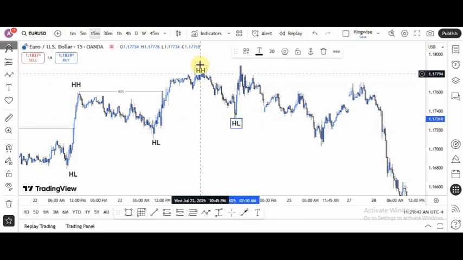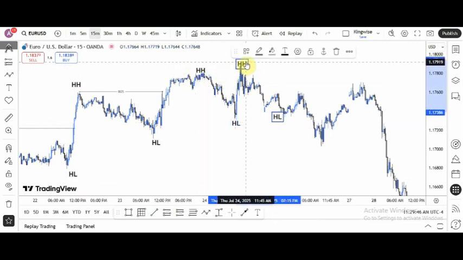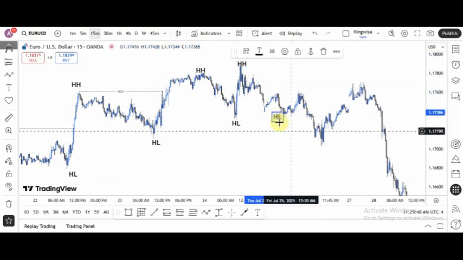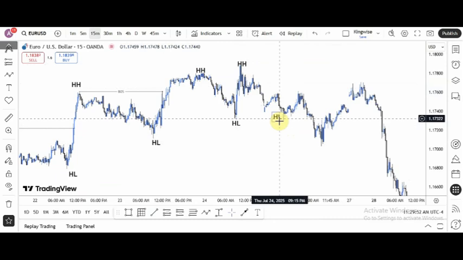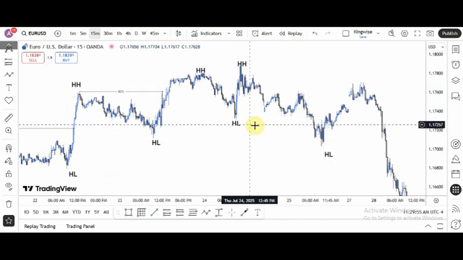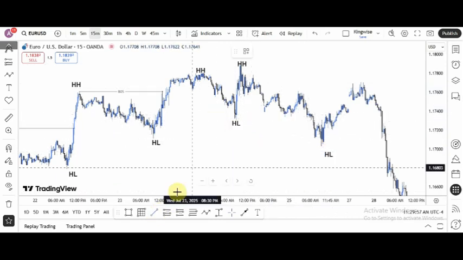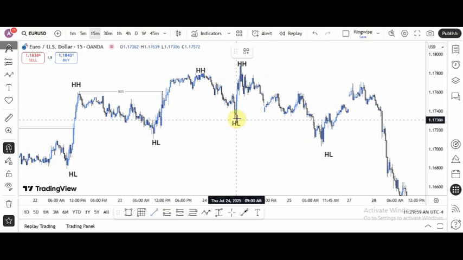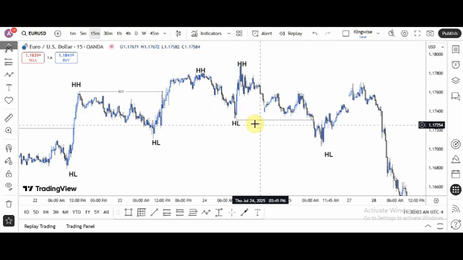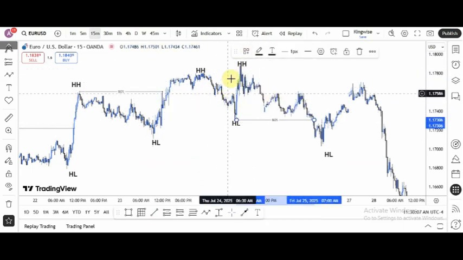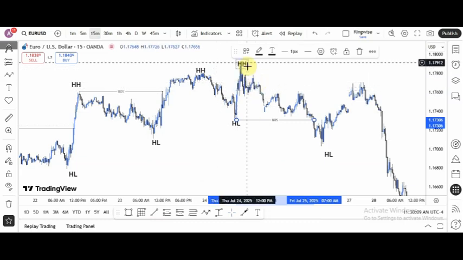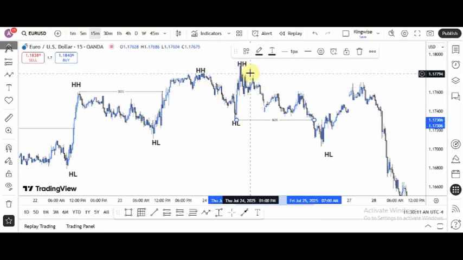This is another low. After this structure was broken, we formed another high. And then what did we see? We saw that this low was violated. This low was taken out. The moment this low was taken out, a break of structure or a change of character from buy trend. So we already see that this is no more a buy trend.